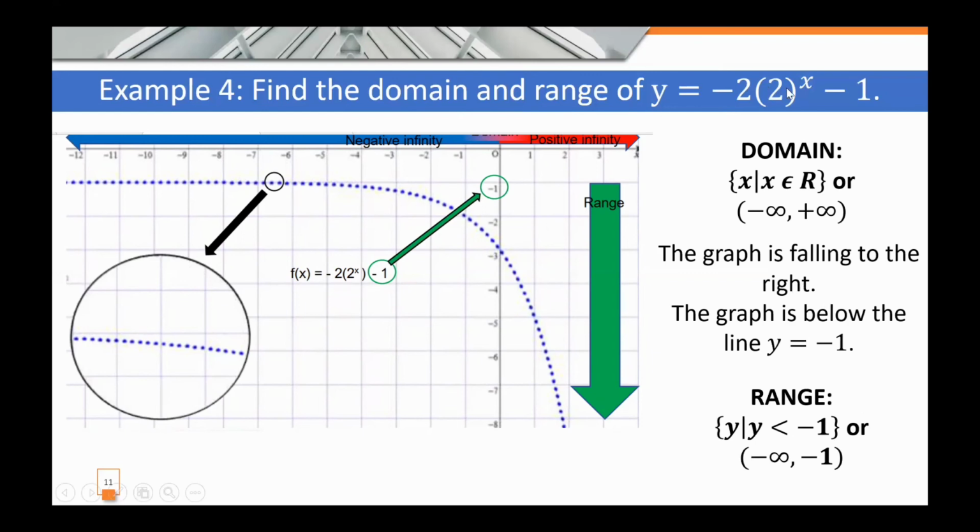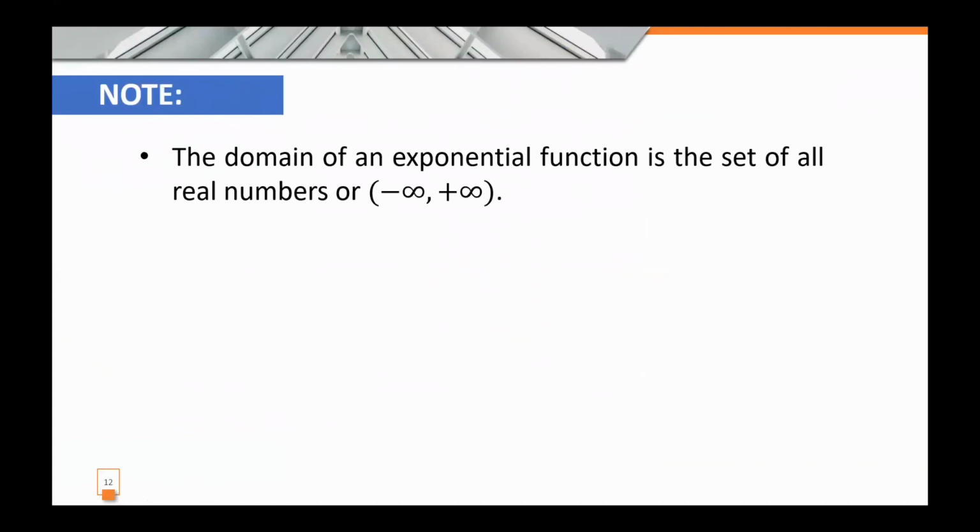Kung mapapansin ninyo sa given na function, meron tayong ditong minultiply na -2 sa 2 raised to x. So kapag negative ang minultiply dito before 2 raised to x, that will be a graph na pababa or falling siya. Yung graph niya is falling. Nasa pababa yung graph. Please take note of this in example number 4.